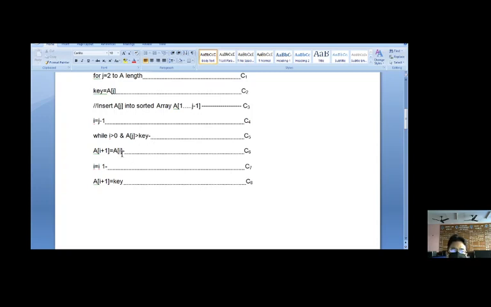This will be checked, but it will not be satisfied. So the steps A[i+1] equals A[i] and i equals i minus 1 will not execute. We shall only check the condition, and it is not satisfied. Only when this condition is satisfied are these two steps executed. The condition will be checked, but it will not be satisfied, so these two steps will not run.